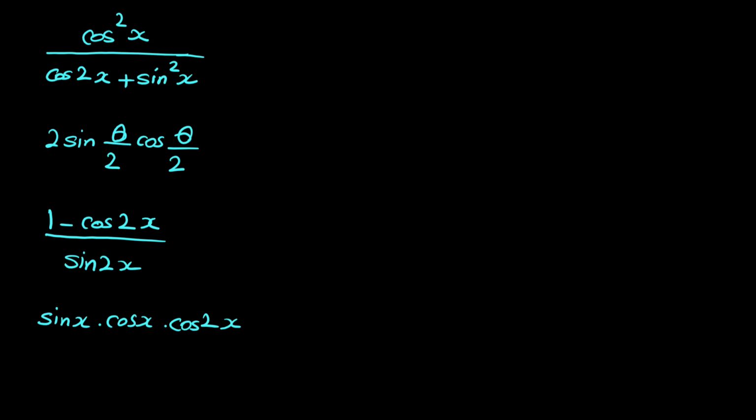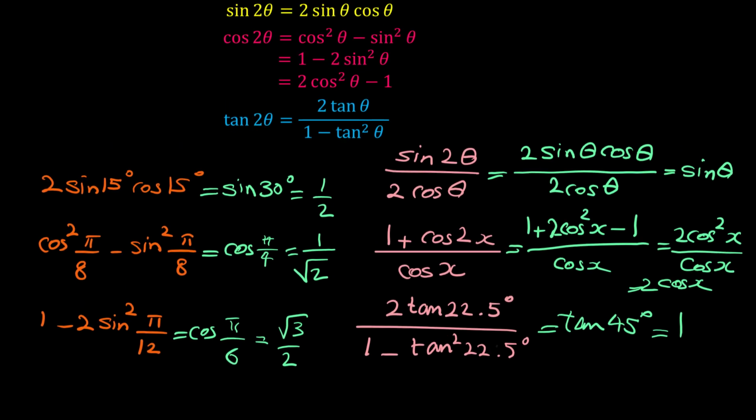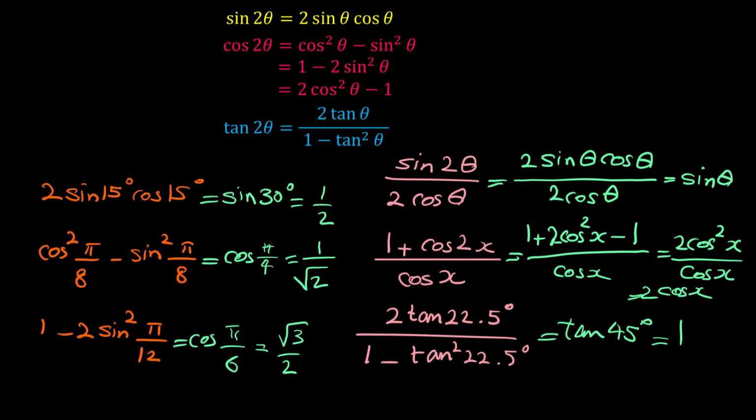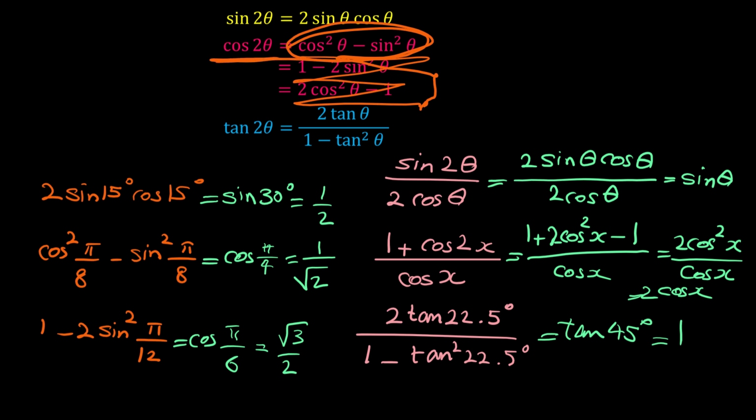But for cosine of 2x, we have 3 different formulas. Which one works better here? Let's see. For cosine of 2 theta, we have 3 formulas. Which one is better for this question? Please pay attention, in this first one, cosine of 2 theta is cosine squared minus sine squared. Keep this in your head: cosine squared minus sine squared.